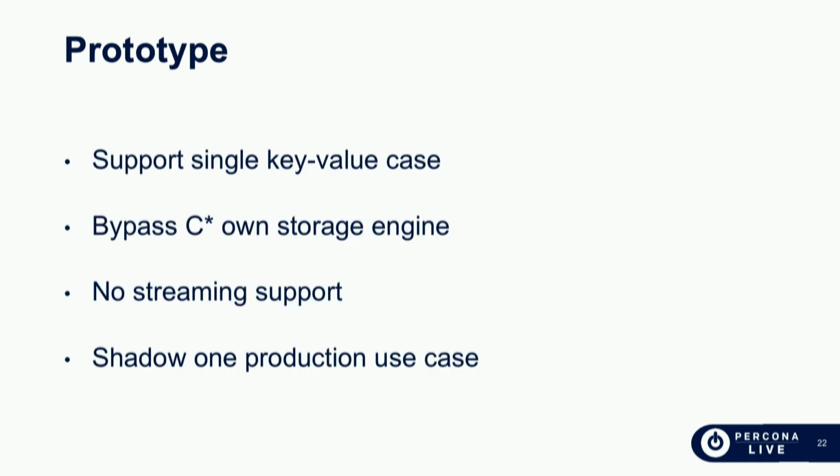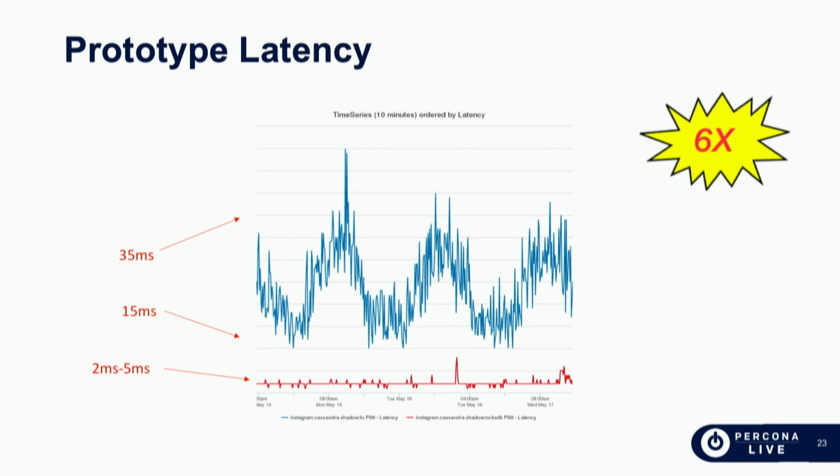To prove the concept, we built a prototype which injected RocksDB into Cassandra for a single key-value use case, which means we bypassed Cassandra's own storage engine, converted Cassandra's queries into RocksDB API calls, and passed the Cassandra request to a RocksDB instance through the RocksDB JNI interface. After we finished the prototype, we shadowed one of our product use cases. So let's take a look at the latency result of the prototype.